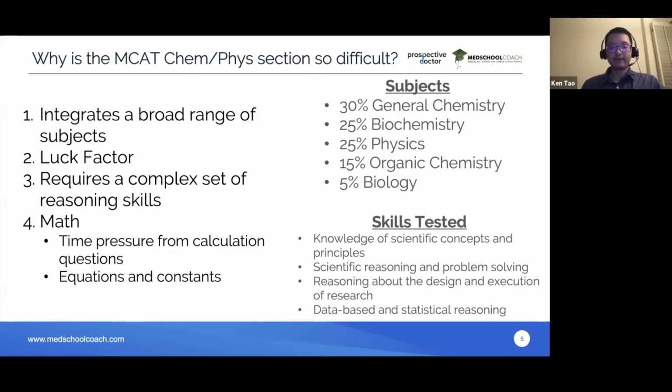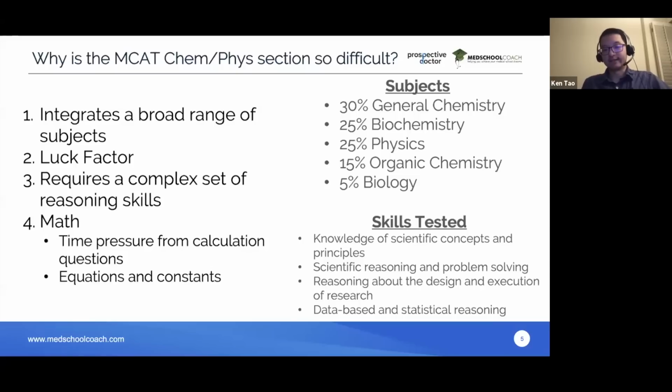All right, and finally, this is another great reason why the Chem Phys section is difficult: math. Right, the Chem Phys section has more math than any other section of the MCAT. So math takes time. So for students where math is a weakness of yours, then of course it's going to take you more time. So that's why it's very common for students to be running out of time or running low on time for the Chem Phys section.